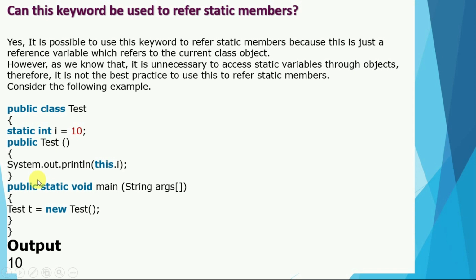Okay, so in the main method we create an object and call this test constructor, and inside this test constructor we refer to a static member. So the output is 10, but it is not the best practice to use this to refer to a static member. Okay, so we can refer to a static member by using the this keyword.